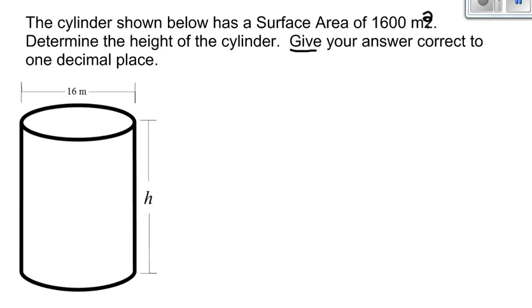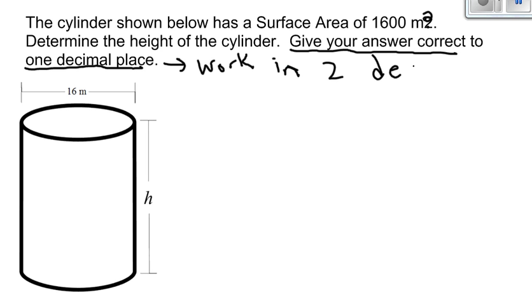So what's really important is if you are supposed to give your answer to 1 decimal place, then you should do your work with 2 decimal places. That's kind of the rule, that you always keep your math with 1 decimal place more than your final answer. So my final answer I'll put in 1 decimal. Until then I'm going to work in 2.